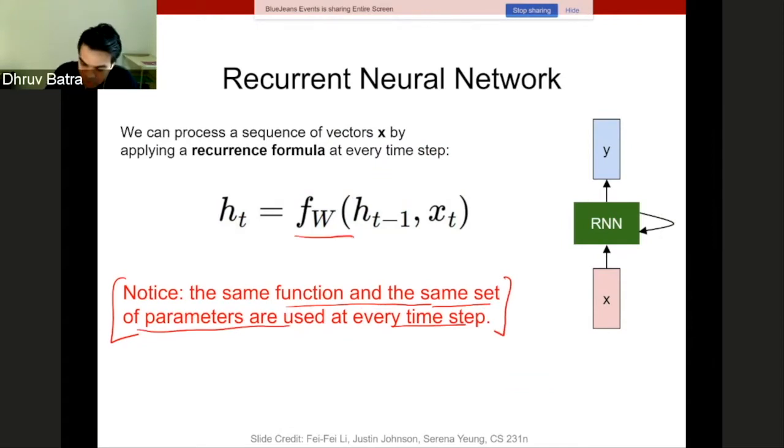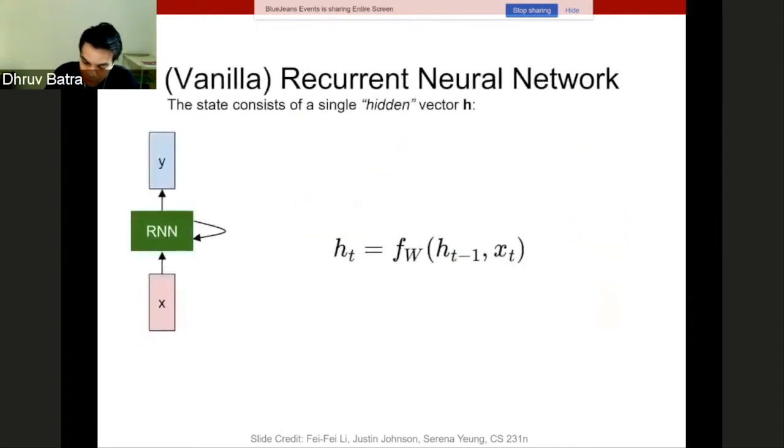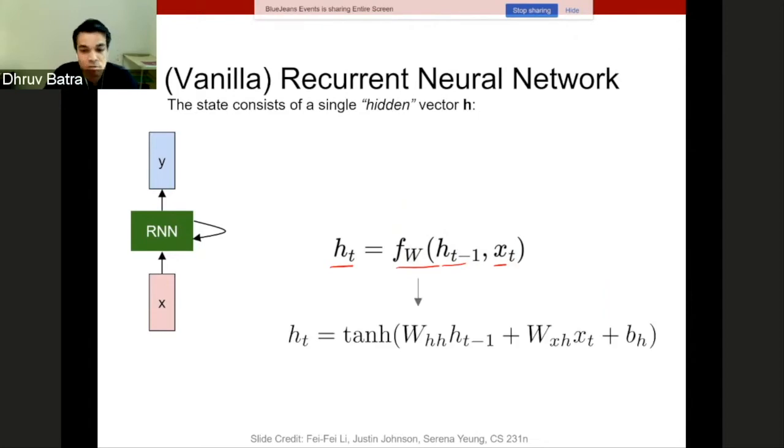So let's instantiate this function formally. The simplest way of writing this function is to take both of these, multiply by matrices, add them with a bias vector, and pass through a nonlinearity. That would be the philosophy of a multilayer perceptron. That's everything that we've learned in this class, right? Take ht minus 1, multiply by a matrix whh, take xt, multiply by a second matrix wxh, and add a bias bh.